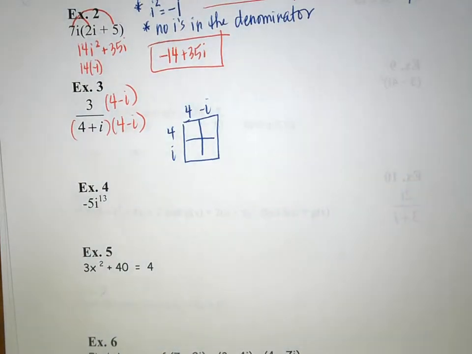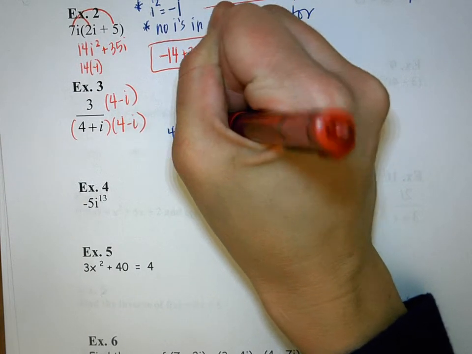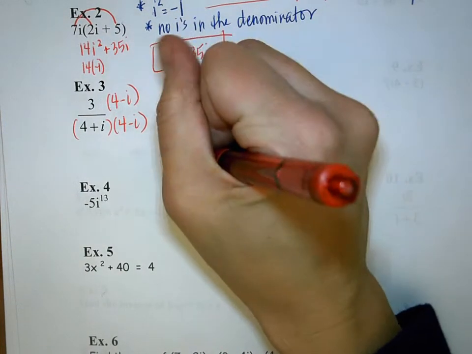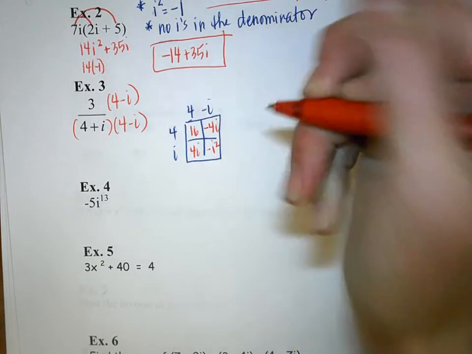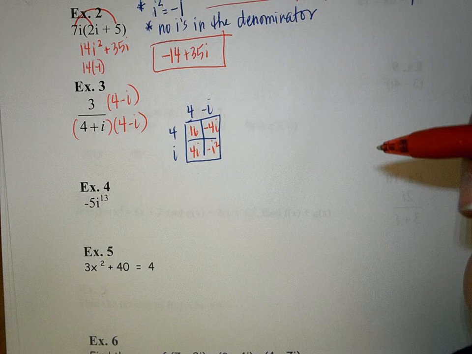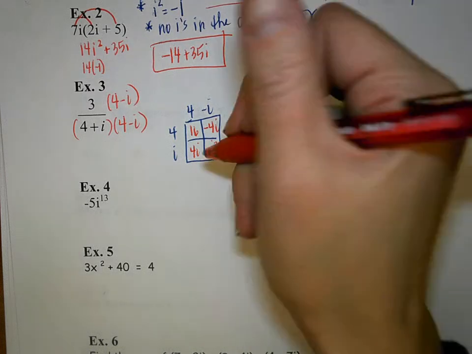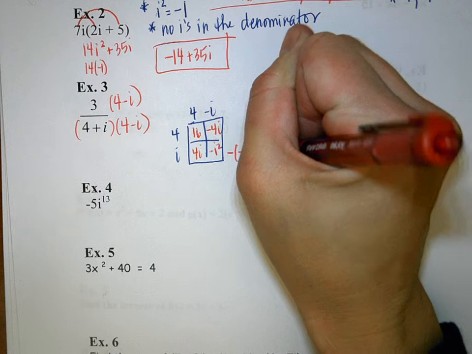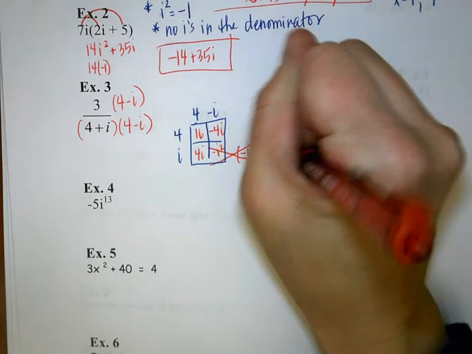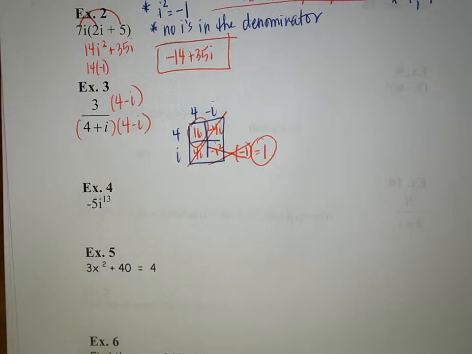4 times 4 is 16. And then 4 times negative i is negative 4i. i times 4 is 4i. And i times negative i is negative i squared. But a negative i squared is going to be a negative 1, which will make a... Does that make sense why that's positive 1? Because that's a negative times negative 1, which makes a positive 1. So I'm going to cross all that out, and you have a positive 1, a positive 16, and those also canceled out. So what is my denominator?